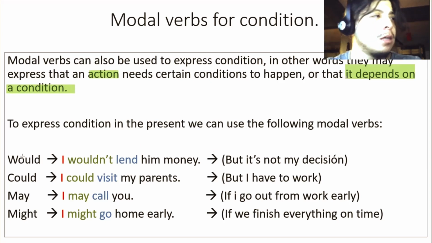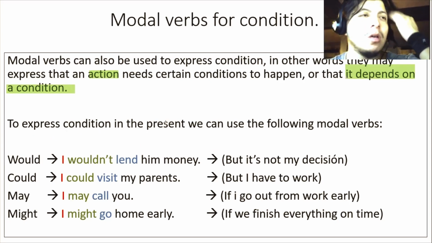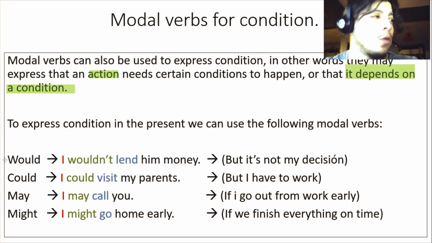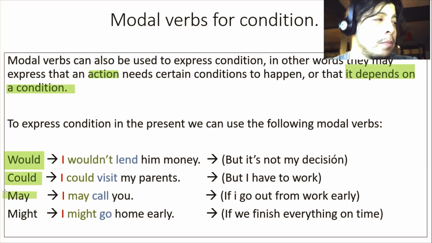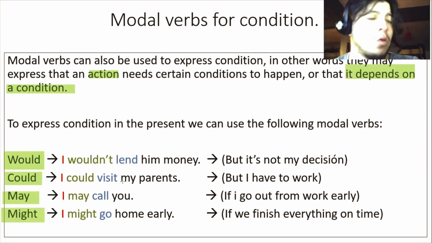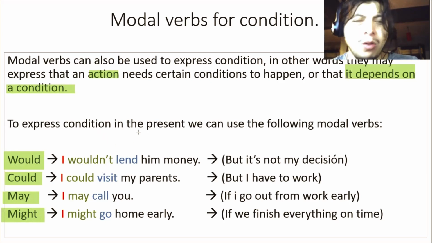For example, it says, to express condition in the present, we can use the following modal verbs. We can use the modal verb would. This is very common. We also have the modal verb could. Again, you know that could has multiple uses, may has multiple uses, and might has multiple uses. They can be used as modal verbs for deduction. They can be used as modal verbs for ability or capacity. They can be used as modal verbs for the future. And in this case, they can also be used as modal verbs for condition. So how do we use them?